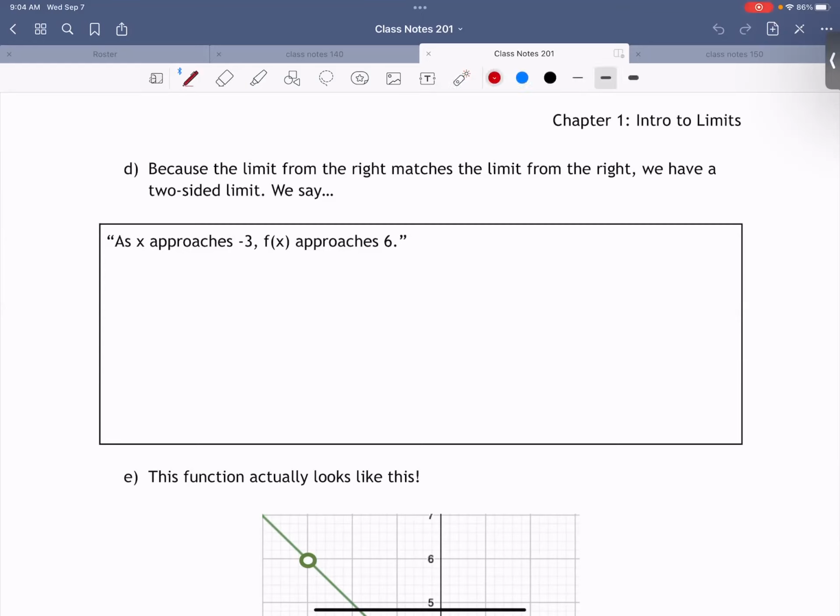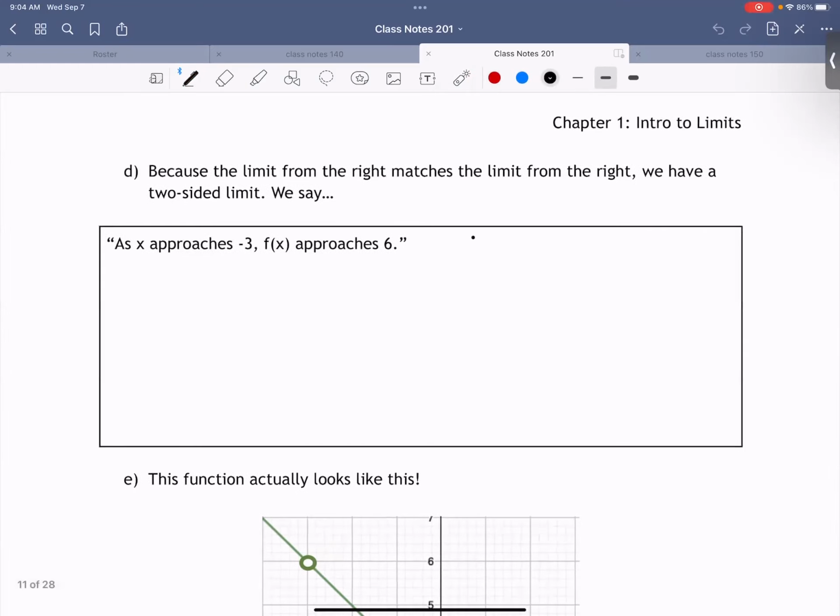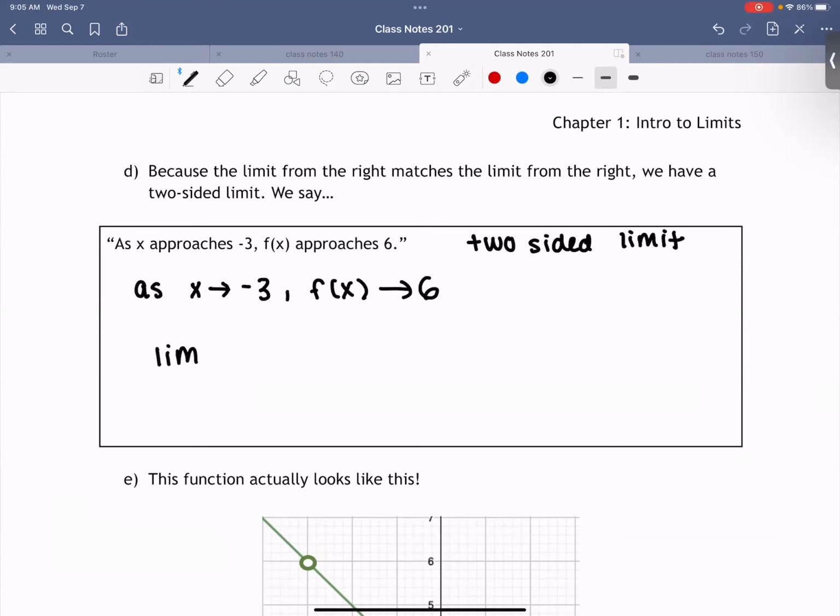We can set up what we call a two-sided limit. So let me write that down, a two-sided limit, which basically says as we go from the left-hand side, we get one number. As we go from the right-hand side, we get the same number. And we can say, as x approaches -3, our function gets closer to 6. So no from the left or from the right here. Another way to write this is the limit as x approaches -3 of our function equals 6. So that's how we write our two-sided limit. All that's saying is the left and right are the same number.